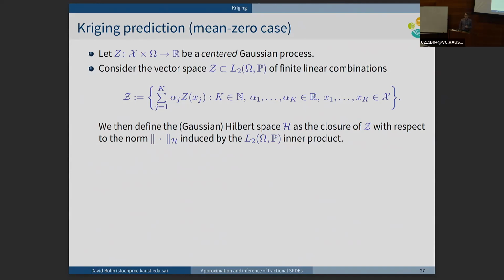And then you can define a Hilbert space by taking the closure of this vector space under the L2 inner product. So then you get something that we call curly H. This is a Hilbert space with the L2 inner product, and it essentially contains all elements that you might be interested in predicting. So it might be point observations, linear combinations, or something like integrals of the Gaussian process. If you want to estimate the mean of the process over a domain, that would be basically a limit of such a thing.